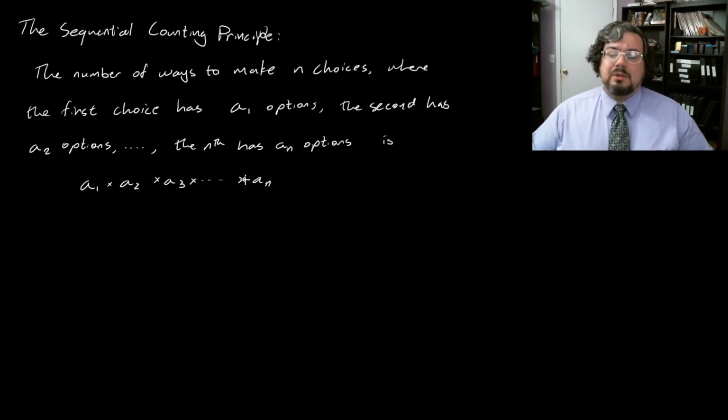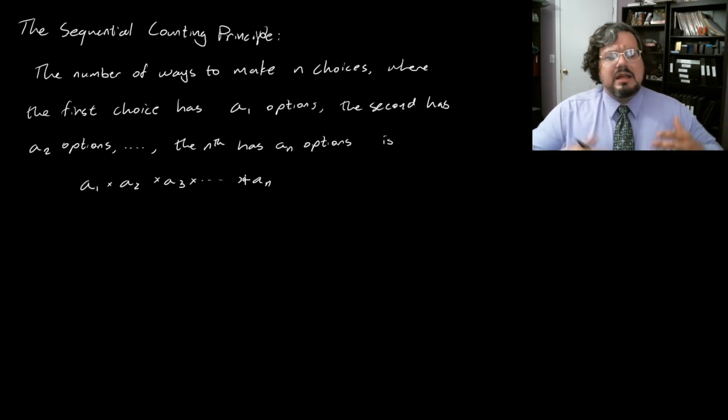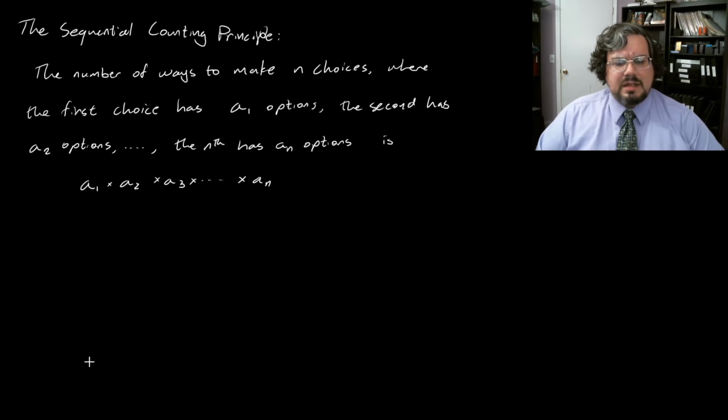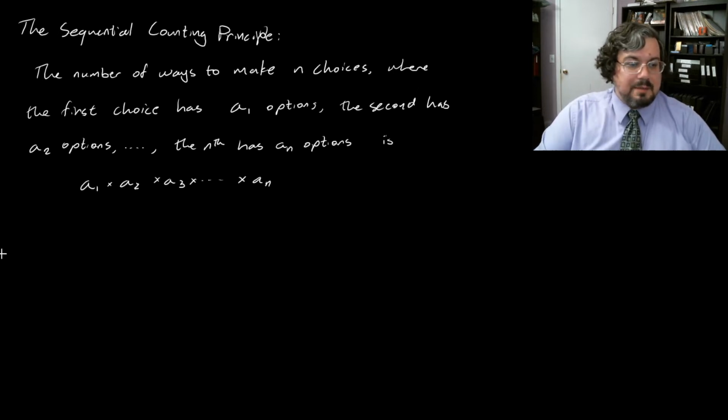So you multiply the number of options you have at each stage together, and that big product that you get by multiplying them all will tell you the total number of different outcomes you could get from making all these choices in sequence. And the picture behind this is exactly the same picture that we just had for the farm breakfast.